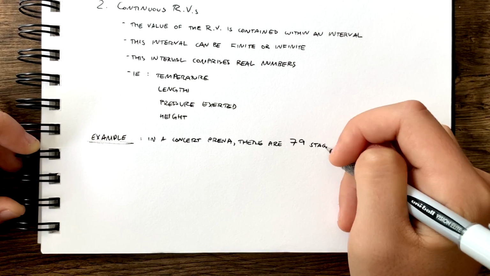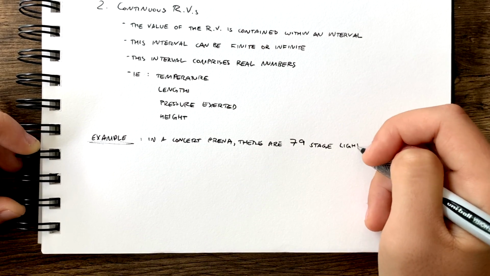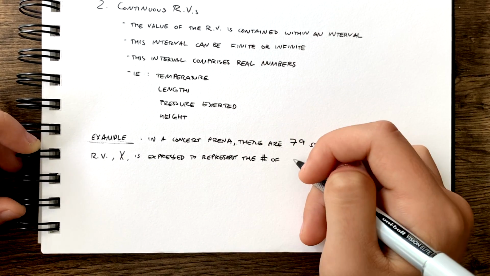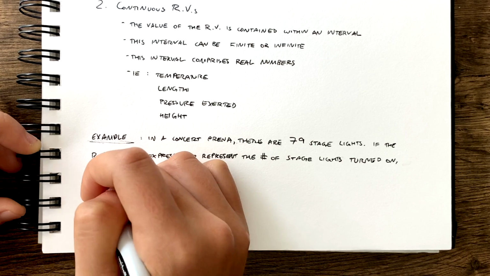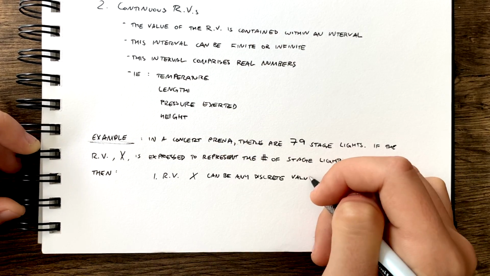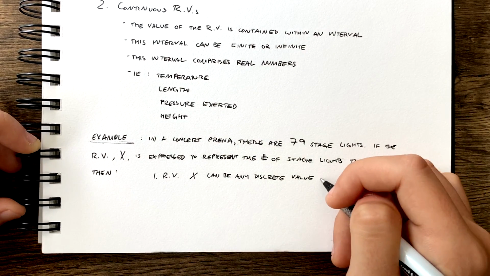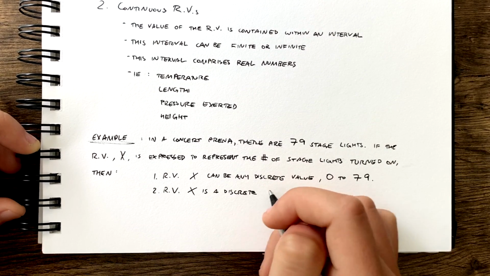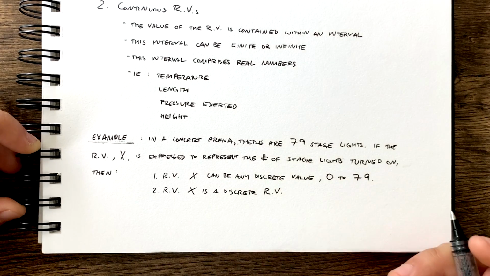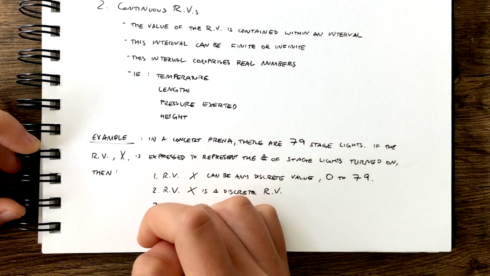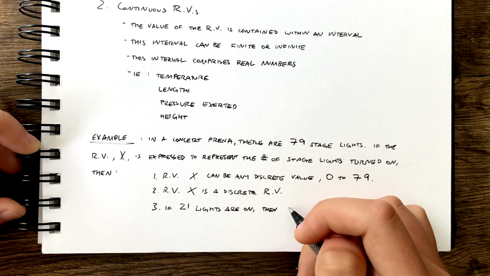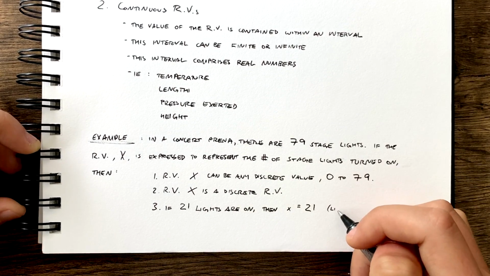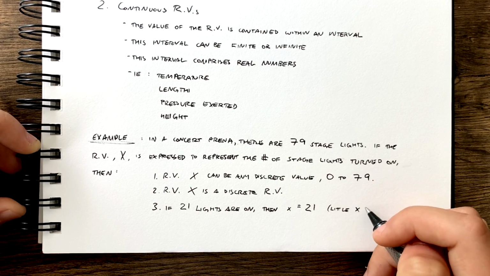And so let's run through a quick example of applying random variables. Let's say that in a concert arena, there are 79 stage lights, and the random variable, a capitalized letter X, is expressed to represent the number of stage lights turned on. Then we can say a couple of statements that are true. Firstly, the random variable X can be any discrete value 0 to 79. We can also say that the random variable X is a discrete random variable because it has a finite range in which it's countable. And thirdly, for example, if 21 lights are turned on, then the value of our random variable, which would be represented by a little letter x, would be equal to 21.